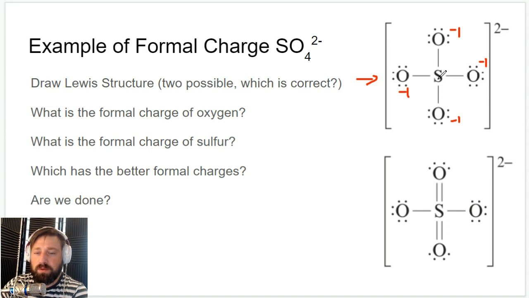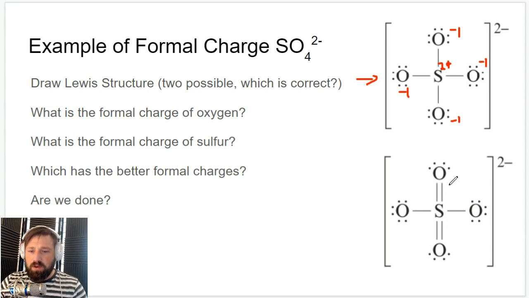And what about sulfur here? Normally it has 6, but in this case it has 1, 2, 3, 4 electrons associated with it. So in that case, 6 minus 4 is +2, or 2 plus. You can see here that we're straining quite a bit on each of these atoms. They don't want more electrons than they normally have, and they want as many electrons as they normally have.